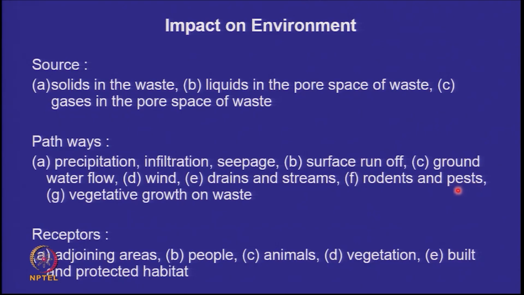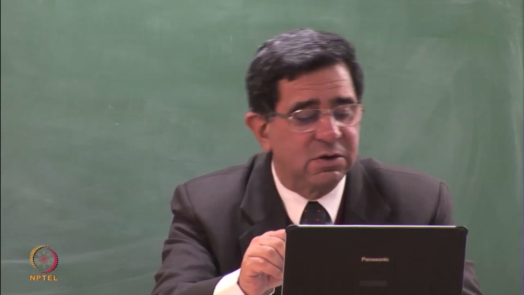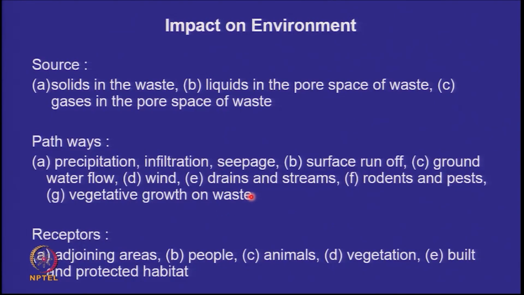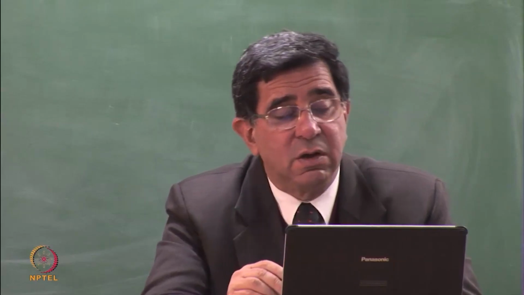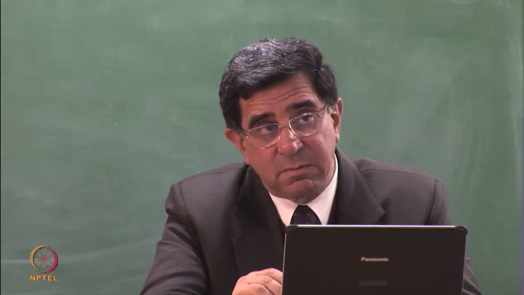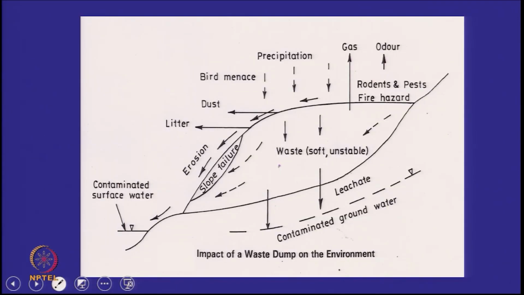Rodents and pests, which are much larger in numbers on waste dumps than in the natural environment, also become pathways for contamination. And sometimes you'll find that on the top of the waste, we may put soil and then do vegetative growth on it. If that vegetative growth or the grass becomes a part of the human consumptive cycle, or the animal consumptive cycle, that also is a problem. The receptors are adjoining areas, people, animals, vegetation, the built and protected habitat. So we've done this before. The moment we put the waste on the ground, these are all the things that are happening. And our job is how to prevent this from happening.